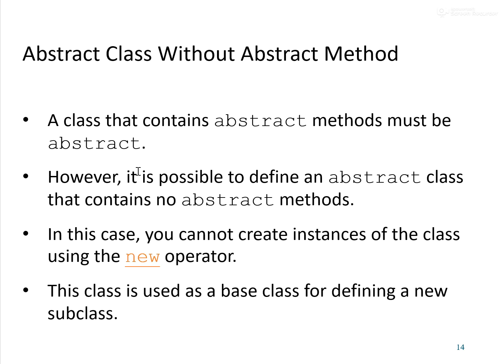So that's the other thing. A class that contains an abstract method must be abstract. It's logical, based on what we have studied just now. However, it is possible to define an abstract class that contains no abstract methods. That is allowed. The question is, why? Why would you ever want to do that? Why would you want to declare the class abstract but not have any abstract methods in it?